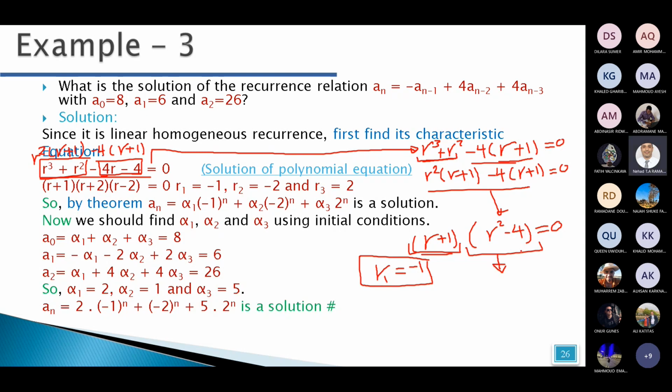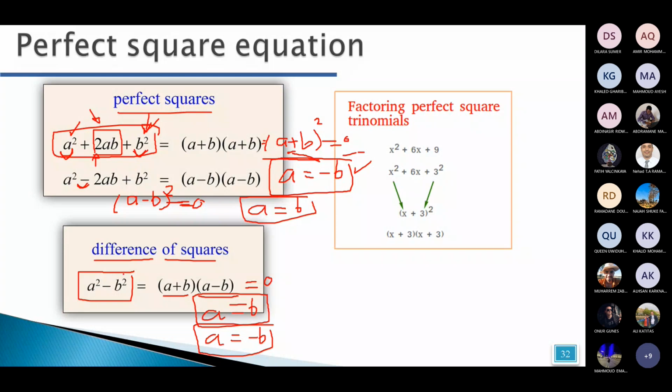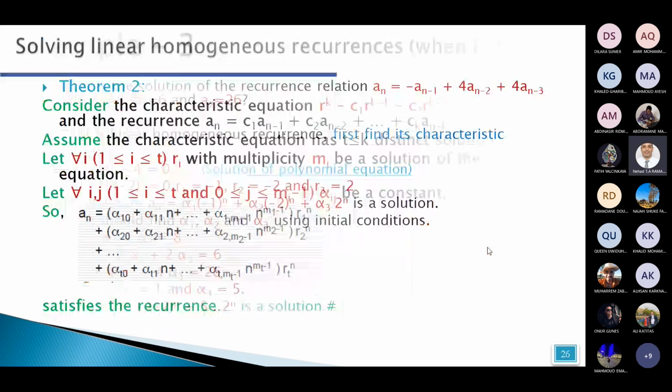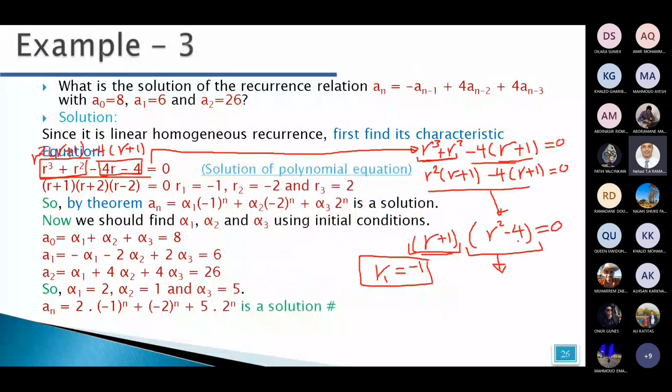Okay, what's this one? It's a difference between squares. You can see here we have a square minus a square. So it's a difference between two squares. So what is the solution? First term plus the second term, multiplied by first term minus second term. So this is 2 power 2 and this is R power 2. So it's a square minus a square.